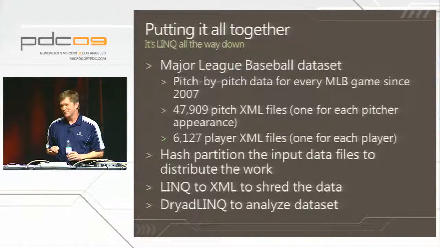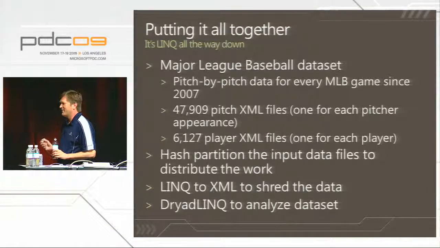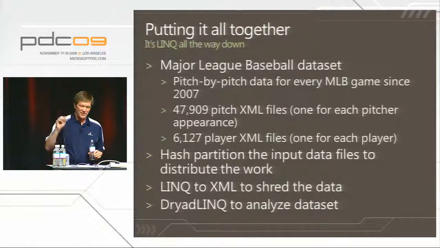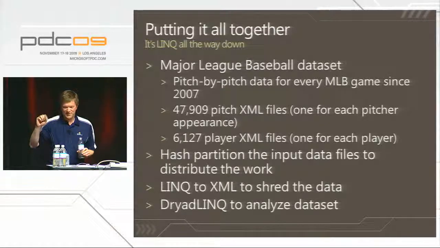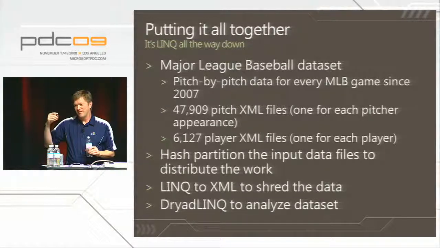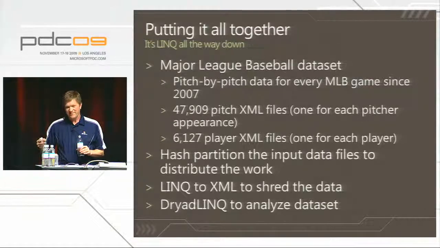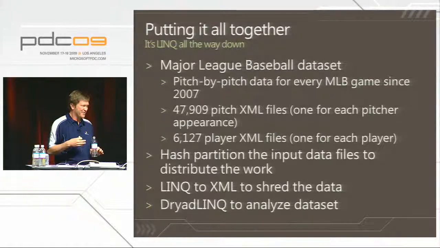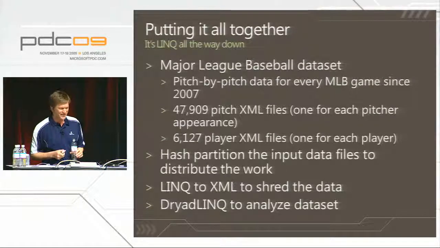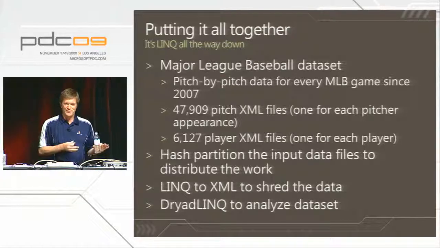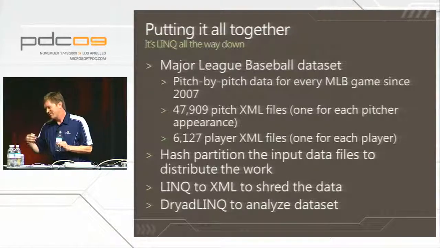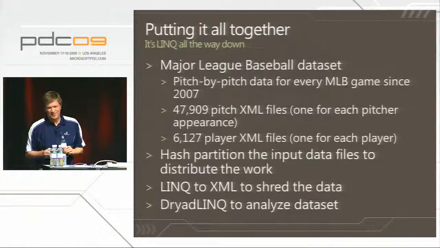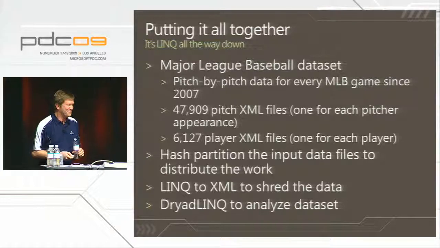It's not stored in the most approachable schema, though. It's basically one XML file for every appearance by a pitcher. So you have an XML file that has the pitcher who came into the game, the number of at-bats that he faced, the batter he faced, and every pitch he threw to that batter. It ends up being almost 50,000 different XML files. And then there's an XML file for each player that has height, weight, what their number was, what their batting average was. That's another 6,000 XML files. They're all very small XML files, but there's a ton of them.